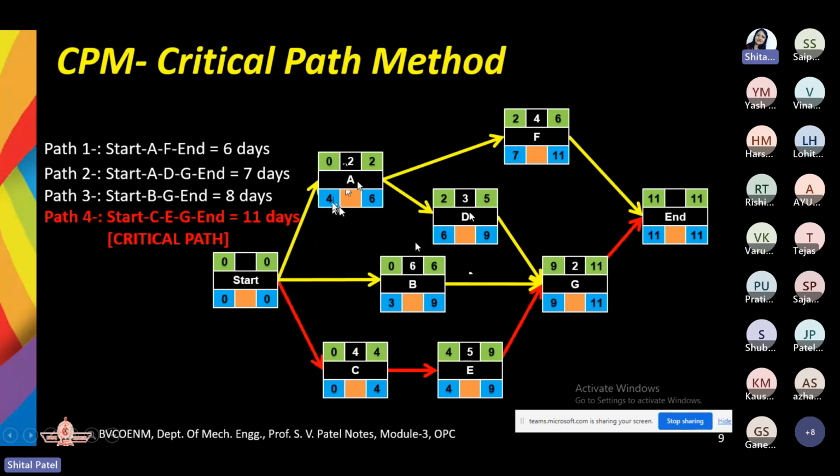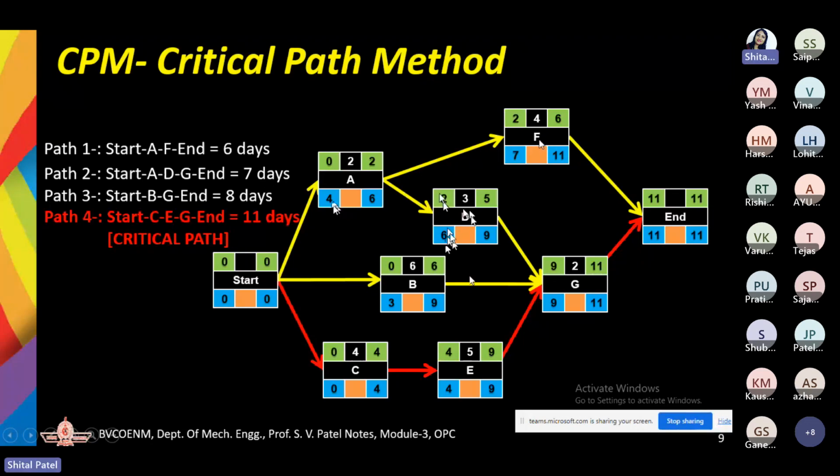Now consider activity D. For activity D, the earliest start time is 2 and the latest start time is 6. Am I clear with this? So it means that activity D can start as early as day 2, or otherwise you can also start this activity D on the 6th day. So the latest start time of activity D is the 6th day.